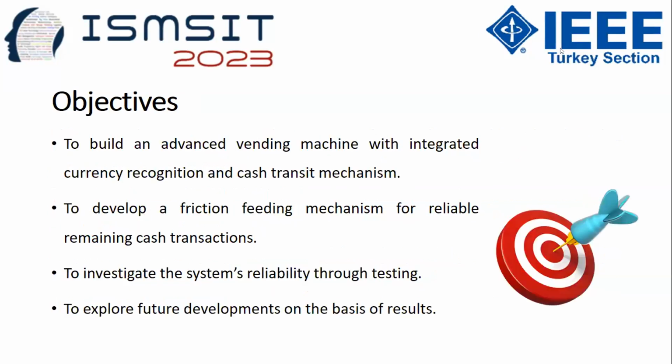The objectives of this research are to develop an advanced vending machine with integrated currency recognition and a cash transit system, to develop a friction feeding mechanism for reliable remaining cash transactions, and to investigate the system's reliability through testing, to explore future developments on the basis of the results.